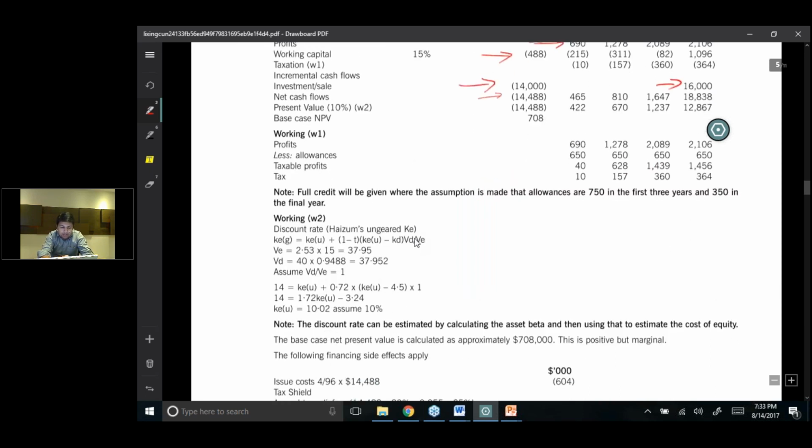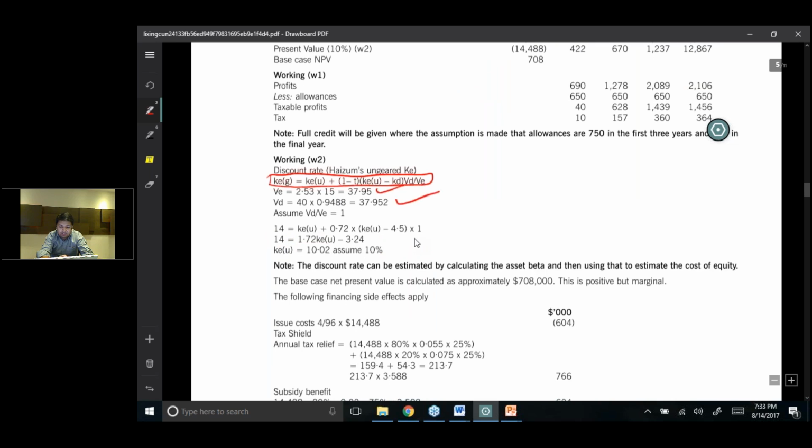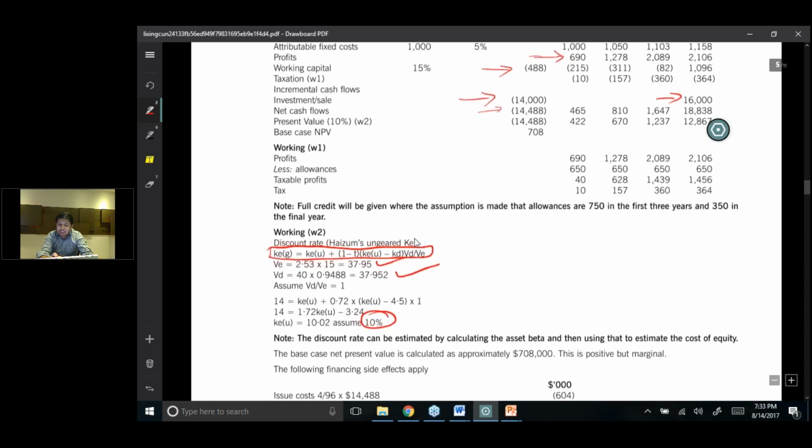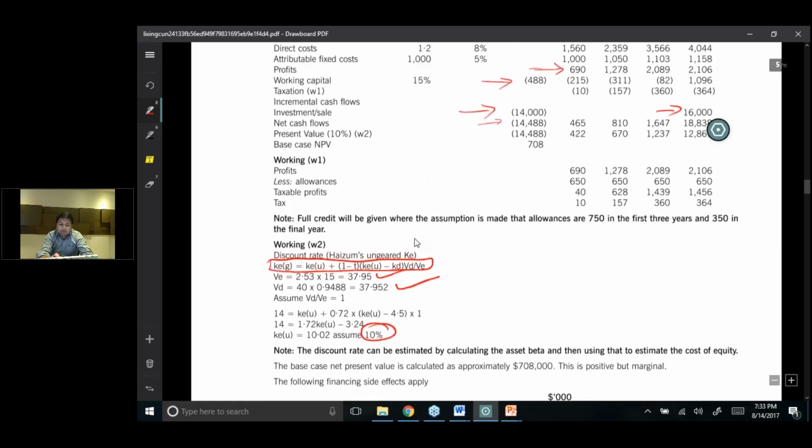the cost of equity here. How we calculate the cost of equity: value of equity is 37.95, value of debt 37.95. By putting the 14% here, 4.5 here, that is how we have calculated 10%. Discounting all the cash flows at 10%, we have a base case NPV equal to 708.